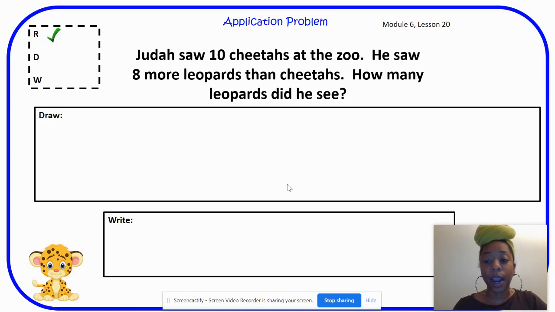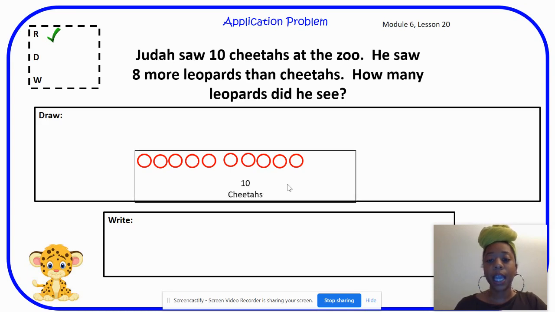Okay, friends, we've read it. Now let's move on to step 2. Let's draw what we just read. In the beginning, the first sentence, it says, Judah saw 10 cheetahs at the zoo. So I know that the first piece of information that we know is that Judah saw 10 cheetahs. Let's count it out. 1, 2, 3, 4, 5, 6, 7, 8, 9, 10. Don't forget to label 10 cheetahs. Okay, now that's the first part of our tape diagram.